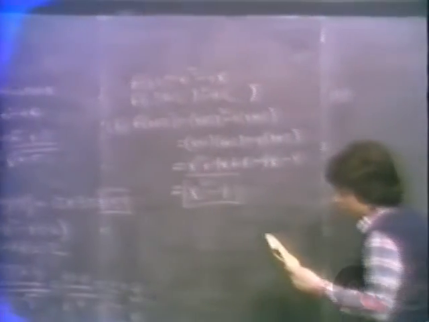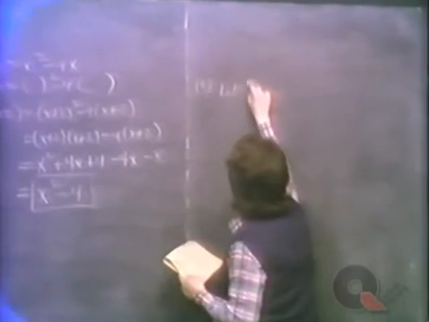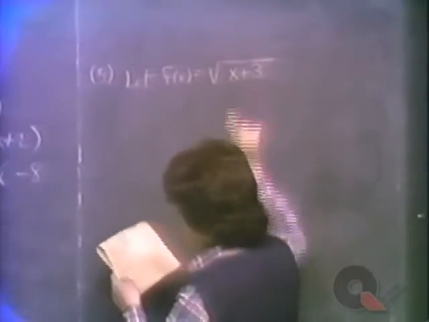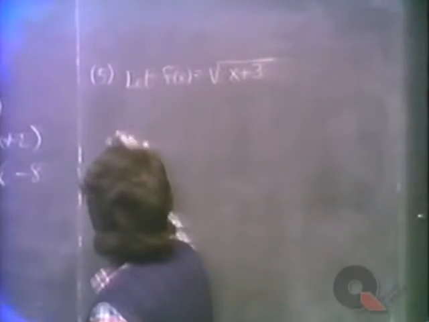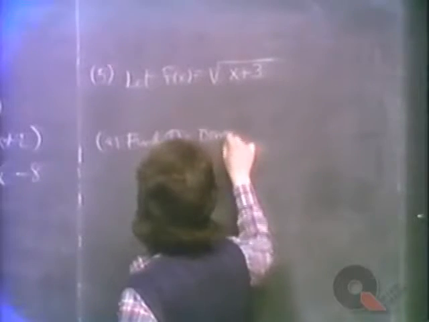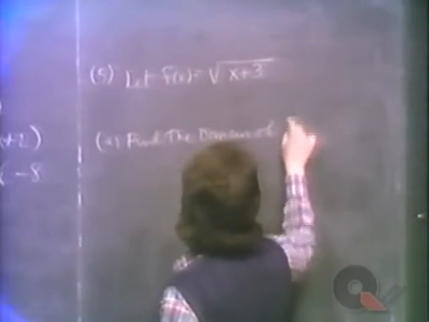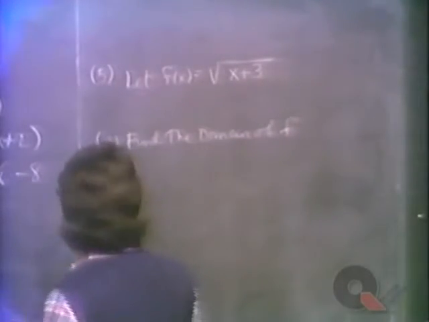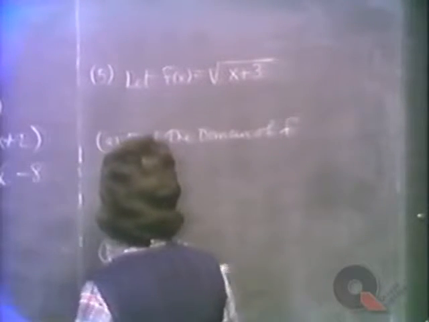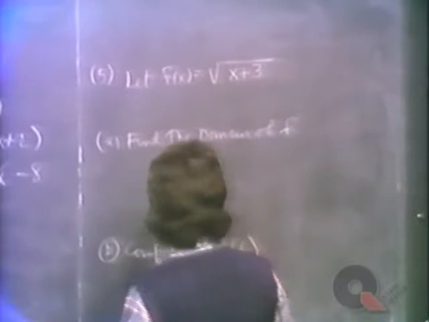Okay, in question 5, let f of x equal the square root of x plus 3. We want to find in A the domain of f, and in B to compute f squared of 6.